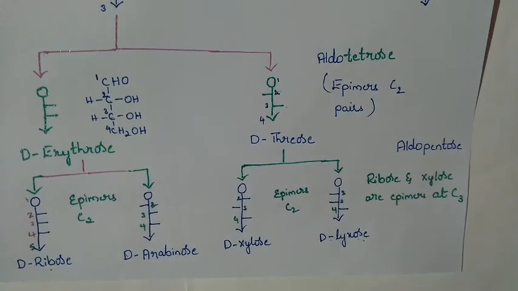Good morning to all. In our last class, we discussed epimers and the aldopentoses. The aldopentoses we got are ribose, arabinose, xylose, and lyxose. So here afterwards, we have to continue from here.